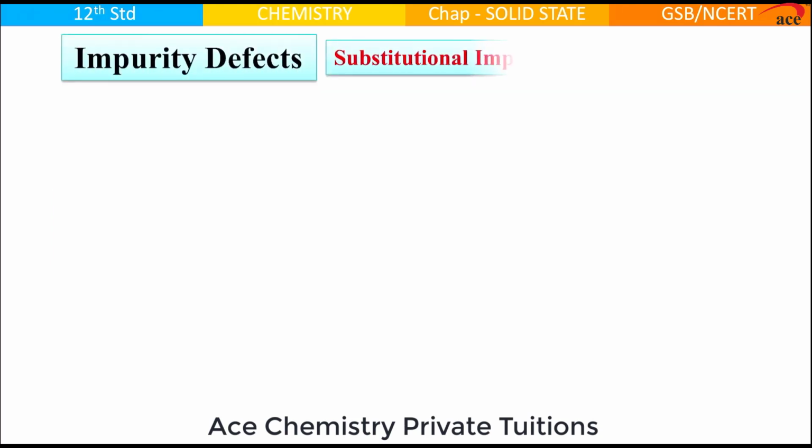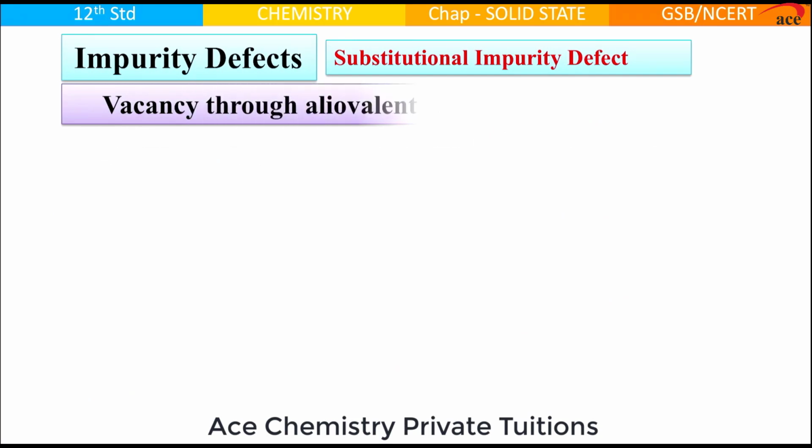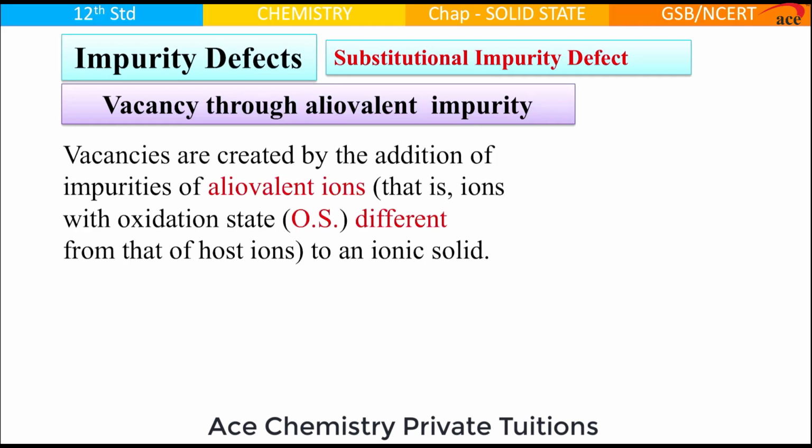We go to another example of substitutional impurity defect, that is vacancy created through aliovalent impurity. Now, the word aliovalent is introduced for the first time. When you say the word aliovalent, that means the ion which is added has an oxidation number different from the host ions.